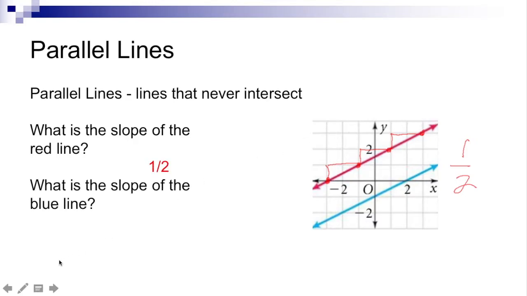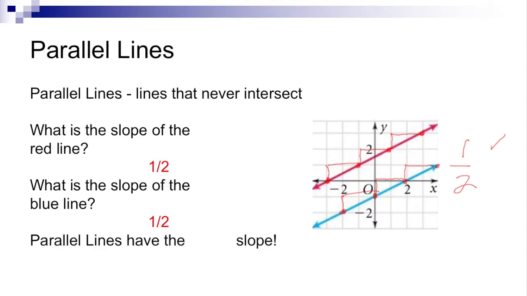How about the blue line? So let us see. Let's find points on the line. So this is one of the points, another one, and this one, and that. So let's use rise over run. 1 going up, 2 to the right, so it's positive 1/2. 1 up, 2 to the right. So therefore, the slope of the blue line is also 1/2. Now, what can you say about the slope of parallel lines? Yes, that is the same.